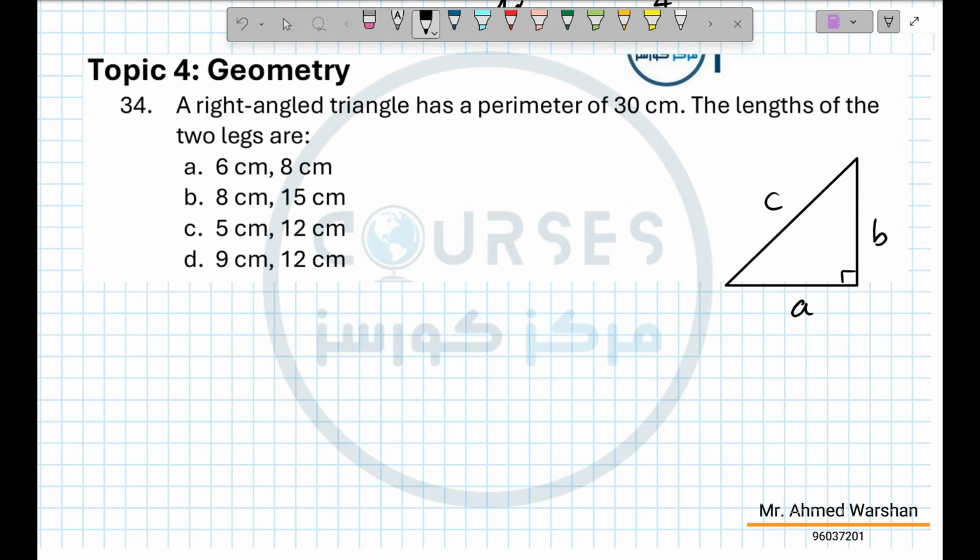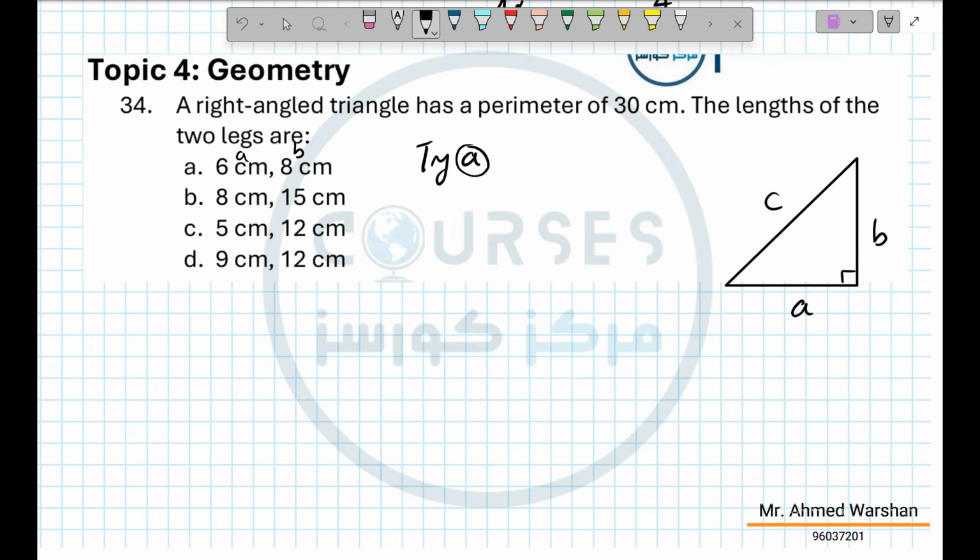So this is a right angle triangle, so we need the Pythagoras theorem. The two legs are A and B, so we need to find C. So you have to try out your answers. Let's try the first one. Try A.